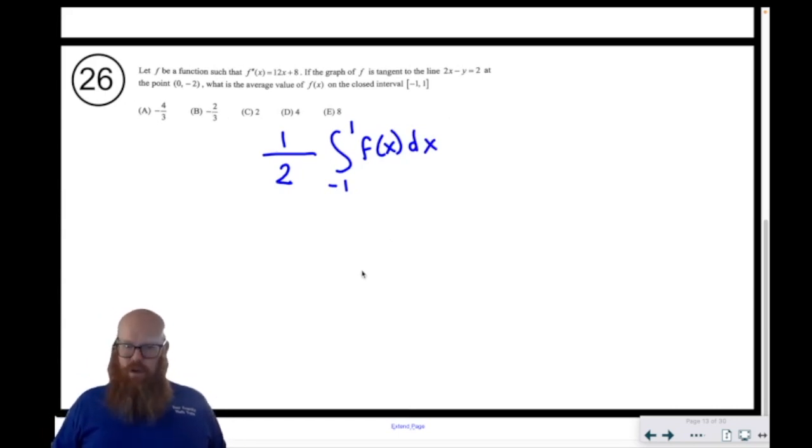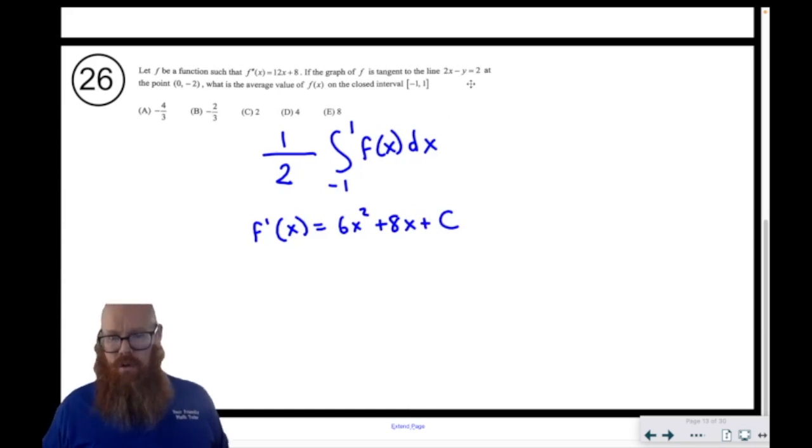But what I do know is f prime of x. Or sorry, I know f double prime. So I can work backwards. So that means f prime is the antiderivative of 12x plus 8. Well, that is 6x squared plus 8x plus c.